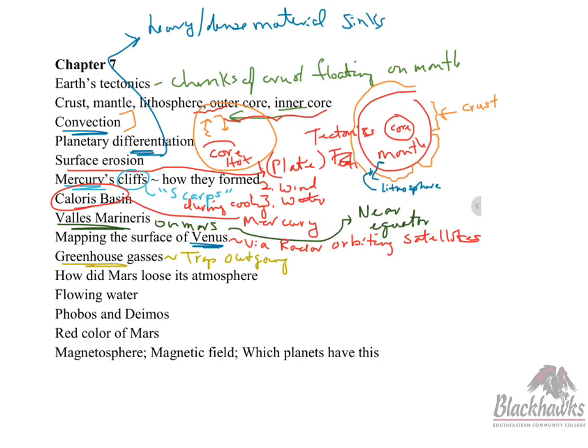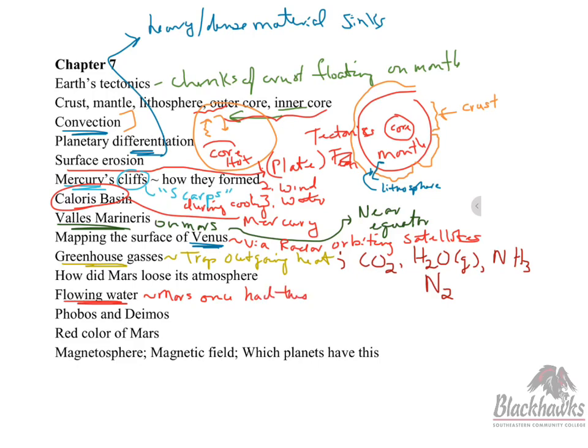So greenhouse gases trap outgoing heat. And then I went ahead and listed some greenhouse gases: CO2, H2O gas. And then I went to flowing water and came back to how Mars lost its atmosphere. But flowing water, Mars once had this, because we can see it in the erosion.